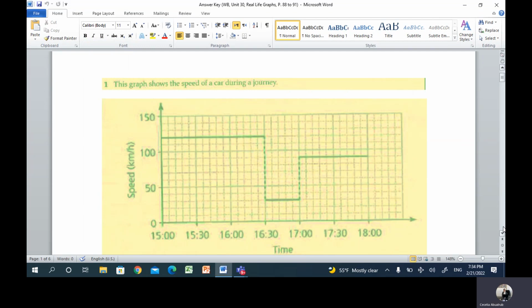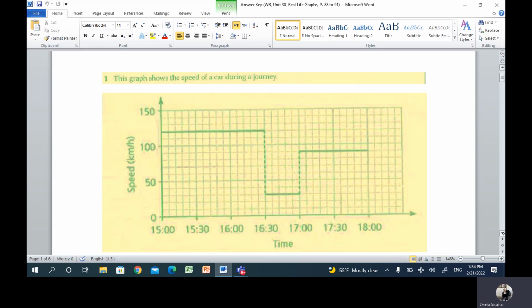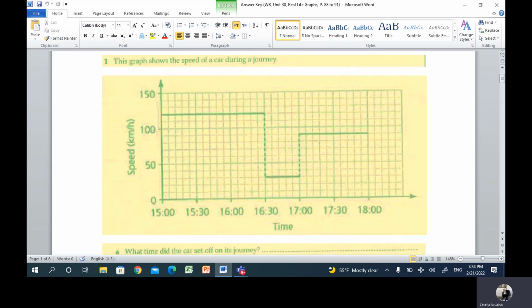Hi there. Today we are going to learn about interpreting real life graphs. So if we look at the first example here, this graph shows the speed of a car during a journey. As you can see, the horizontal axis, if we would like to call it the x-axis, represents the time, and perpendicular to it is the speed in kilometers per hour.